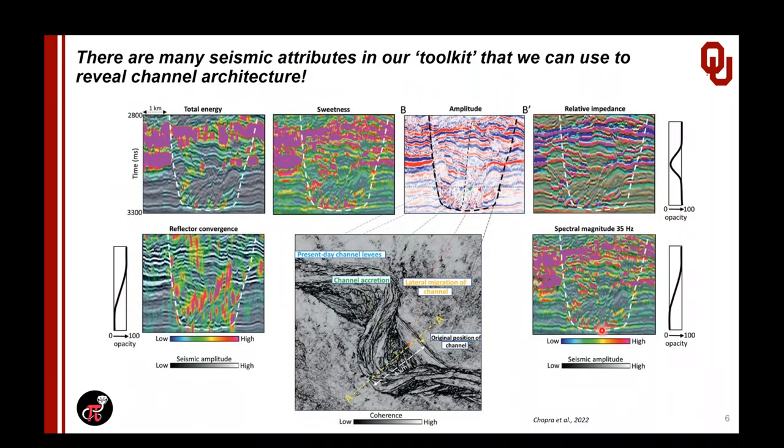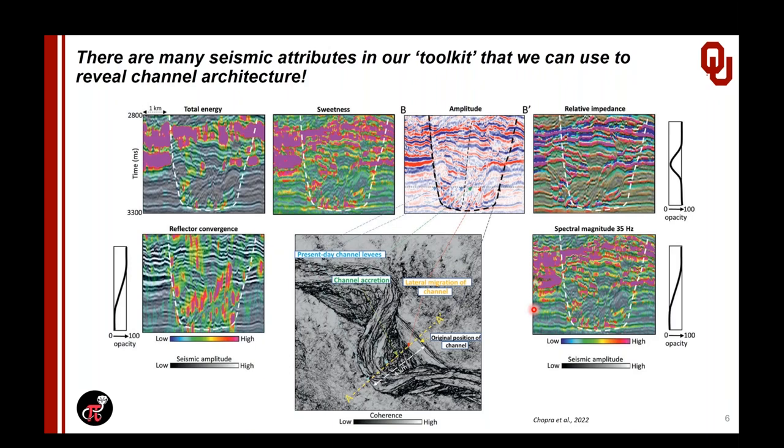And overall, there's a whole lot of different seismic attributes that we can use, from total energy to look at amplitudes, which may give us information about lithologies. Sweetness is another great one in clastic sediments. It's a combination of the amplitude and the frequency of the seismic data. We've got the relative acoustic impedance, which we can get some lithological variations from, and then reflector convergence and spectral magnitude are other ones that we use often.